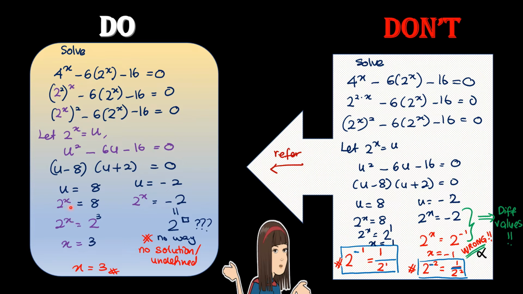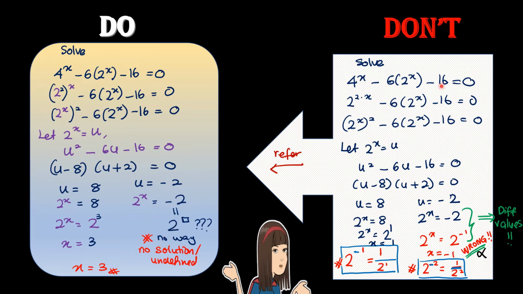Alright, so you want the value of x. X is at the power. So we will change the number 8 here as 2 power of 3. When you have the same base, the powers can be equated, so x equals 3. Okay, we look at u equal to negative 2. So 2 power of x equal to negative 2. Here, you have to think: do you have a number that you can equal to negative 2, equal to 2 power of something? There is no solution for this, so this is undefined.